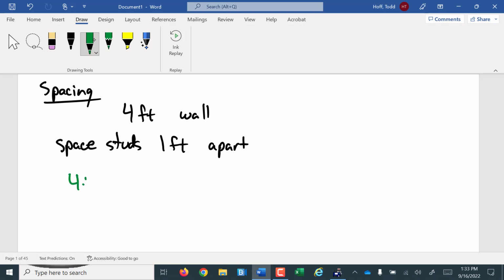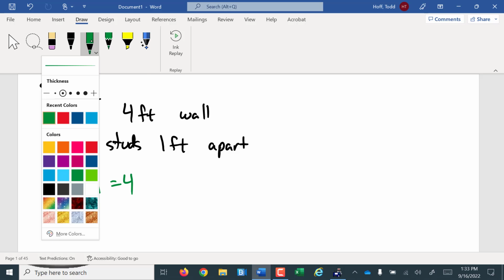Four divided by 1, right? 4 feet, 1 foot apiece. 4 divided by 1 is 4. But will it really take 4 studs for that wall? No. What's going to be different?